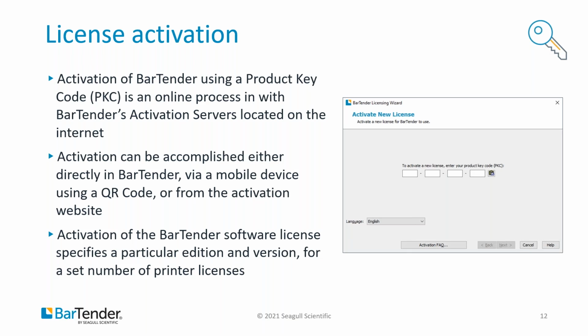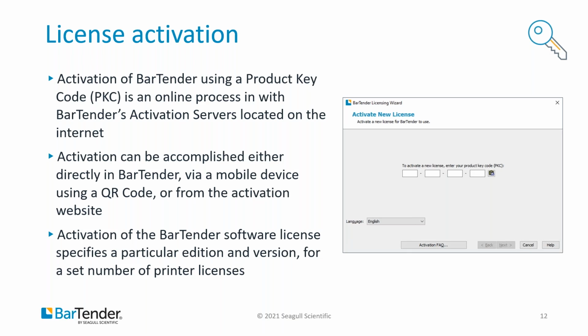Activation is an online process where the BarTender software is connecting to activation servers out on the internet. And activation can be accomplished directly in the BarTender software. So you just put in the code, you press the next button, BarTender tries to connect to the activation servers on the internet and performs the activation process. Next screen you should see is activation successful or activation unsuccessful, depending on the situation.